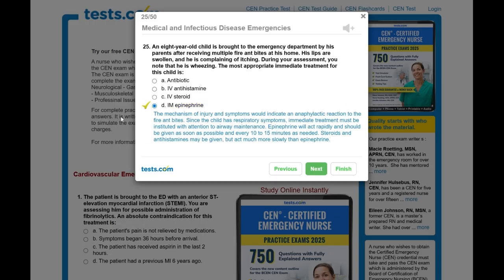D. IM epinephrine. The mechanism of injury and symptoms would indicate an anaphylactic reaction to the fire ant bites. Since the child has respiratory symptoms, immediate treatment must be instituted with attention to airway maintenance. Epinephrine will act rapidly and should be given as soon as possible and every 10 to 15 minutes as needed. Steroids and antihistamines may be given, but act much more slowly than epinephrine.